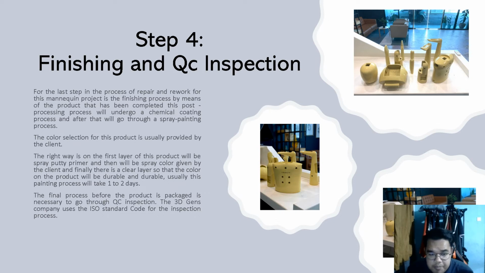The right way to do the painting process is that the first layer of the product will be sprayed with putty primer as the first coating, and then we spray the color that has been given by the client, and finally the clear layer, so that the color of the product will be durable. Usually this painting process will take around 1 or 2 days. The final process before the product is packaged is the quality control inspection. The 3D Gen company uses the ISO standard code for the inspection process.